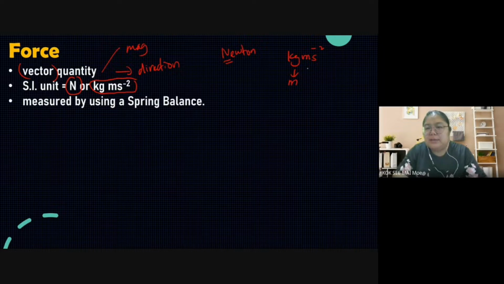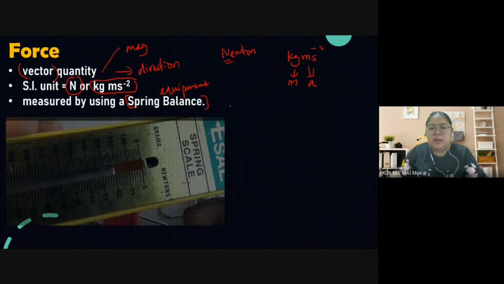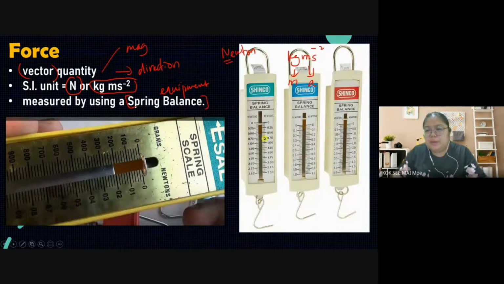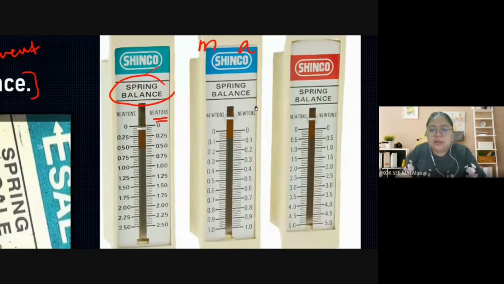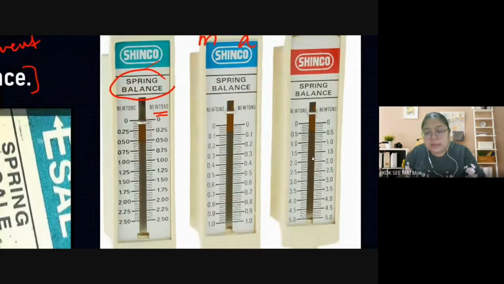kg stands for the mass, and m s^-2 is the acceleration. So this is the formula for force. We measure it by using a spring balance. This is the equipment we want to use to measure the force. Now you can see the equipment, this is an example. We just hang it. You can see here Newton, it is exactly to measure Newton. When you hang at the bottom, just like a spring, it will move downward. When it moves downward, it shows the reading.